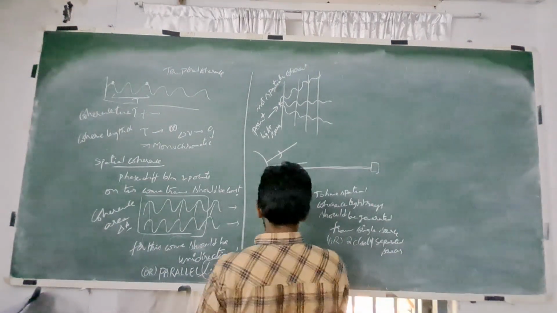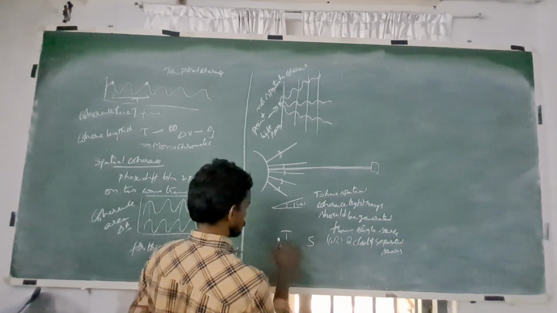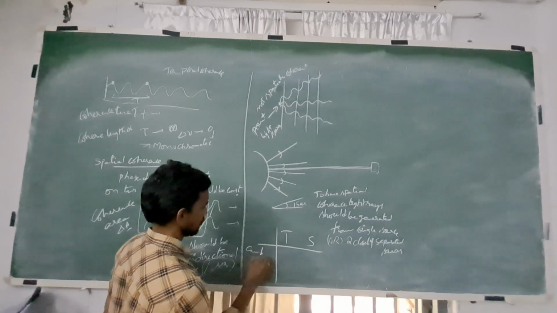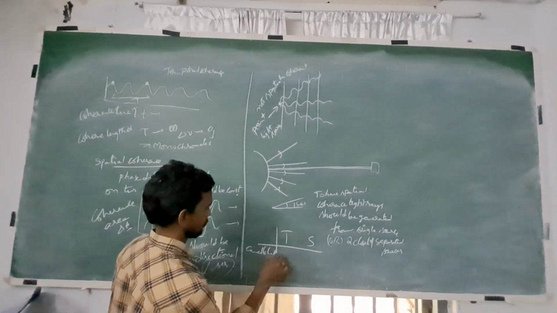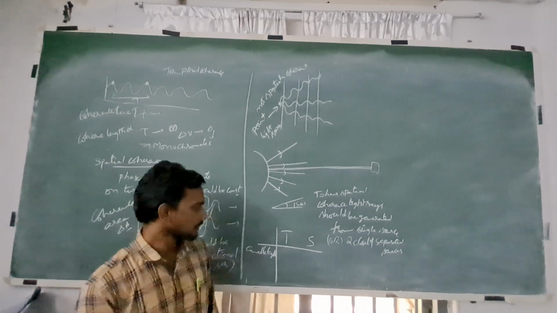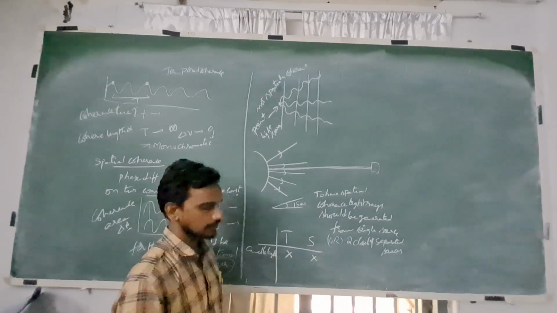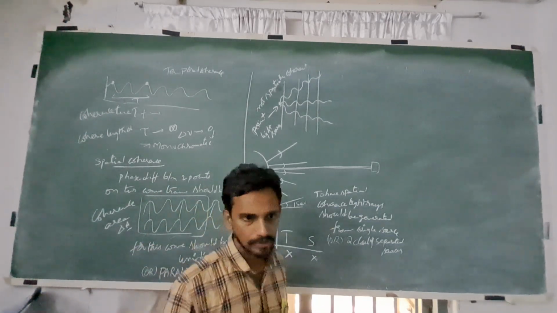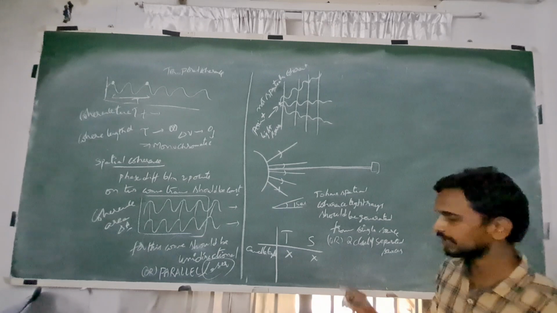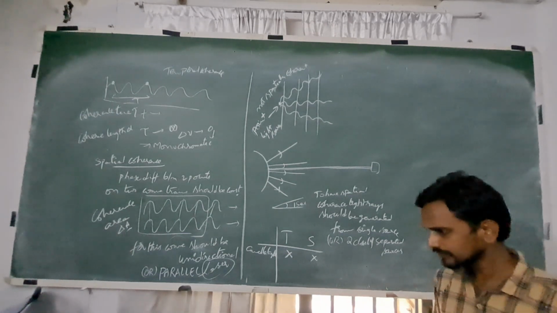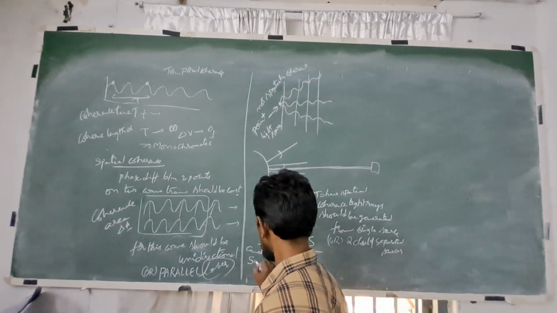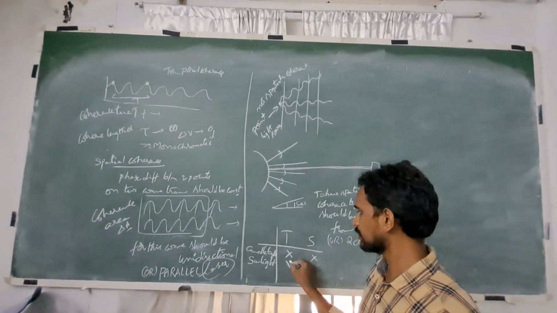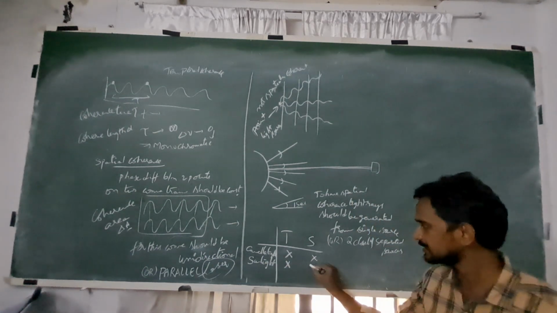So, examples: temporally coherent and spatially coherent. Candlelight is not temporally coherent, it is not spatially coherent, it is not monochromatic, and it is a point source. So it is not temporally coherent and it is not spatially coherent. Sunlight is not temporally coherent, it is not monochromatic, but it is spatially coherent.